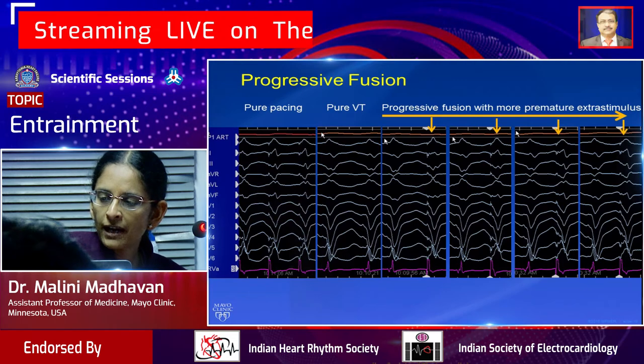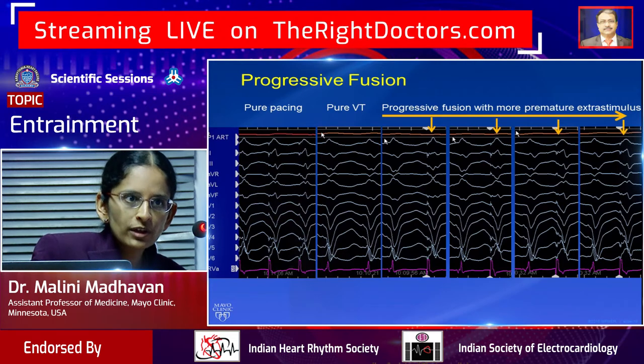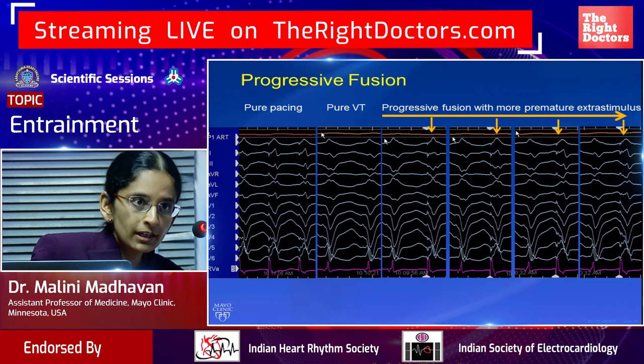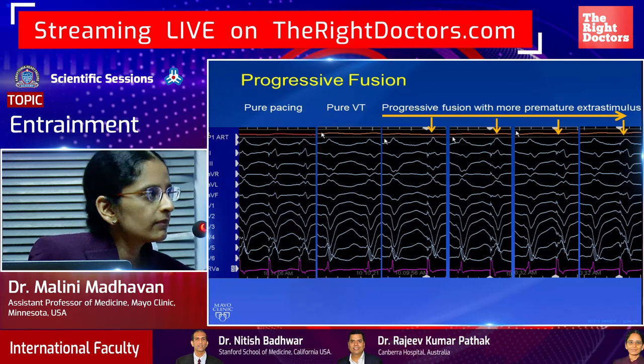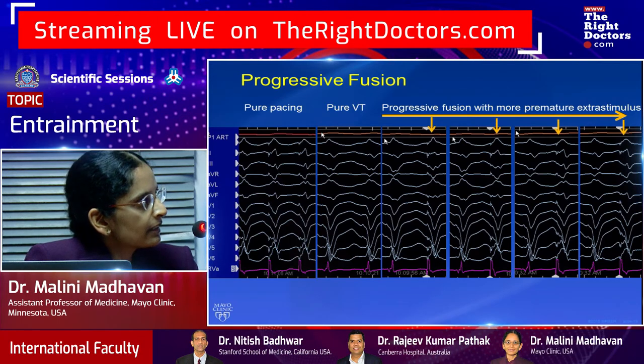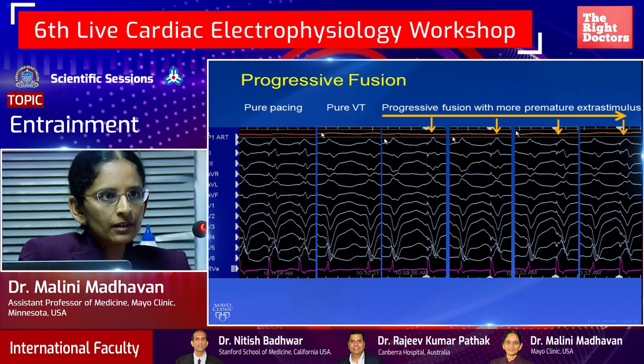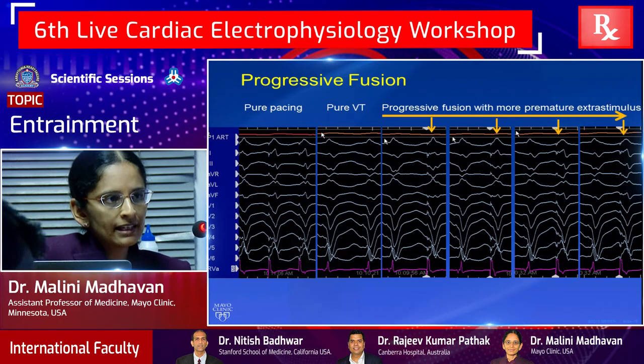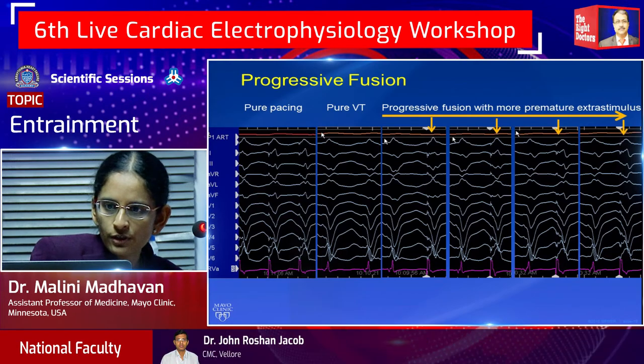And by the last panel, you're bringing it in even sooner. So the PVC is more early coupled. And by that time, the fused beat looks more like the pacing beat rather than the tachycardia beat. So the faster you pace, the fusion looks more like pacing and less like tachycardia. So that's progressive fusion.